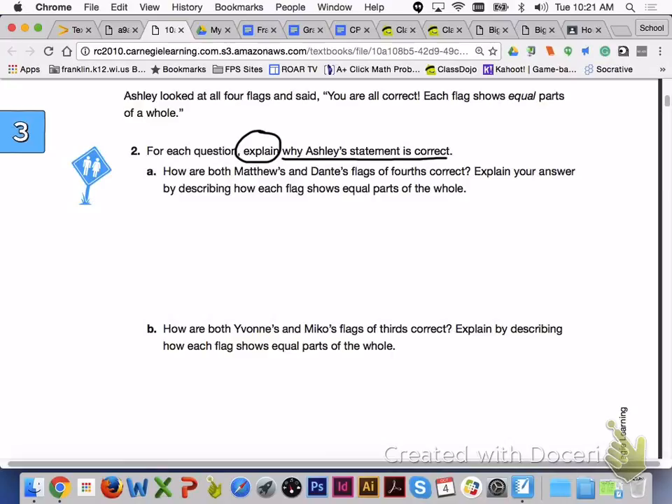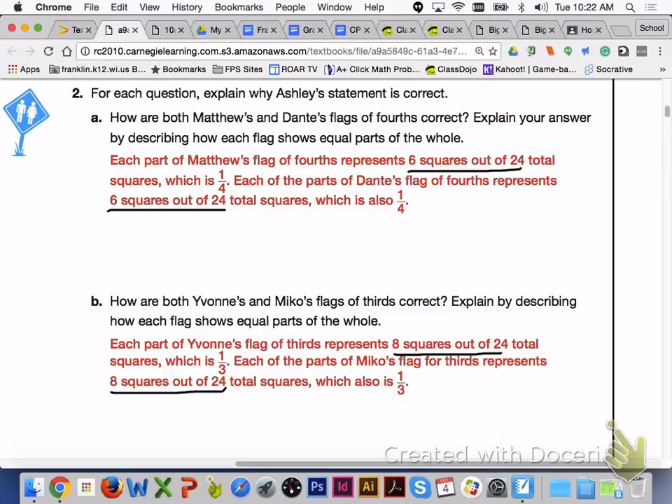Answer number 2, letters A and B with your group members. For number 2, letter A, each part of Matthew's flag and Dante's flag represent 6 squares out of 24 total squares, which is also equal to 1/4. For number 2, letter B, each part of Yvonne's flag of thirds and Miko's flag for thirds represent 8 squares out of 24 total squares, which is also equal to 1/3.